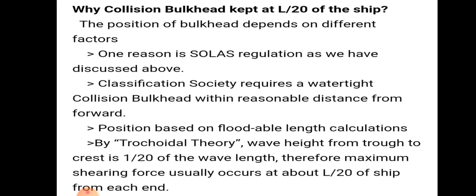Why is the collision bulkhead kept at L/20 of a ship, that means length by 20? The position of the bulkhead depends upon some factors. One reason is the SOLAS regulation, like I mentioned before, minimum 0.05 L and maximum 0.05 L plus 3 meters. Then another is that the classification society requires a watertight collision bulkhead within a reasonable distance from the forward.